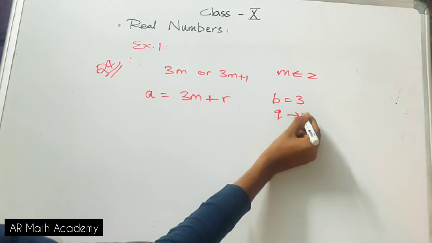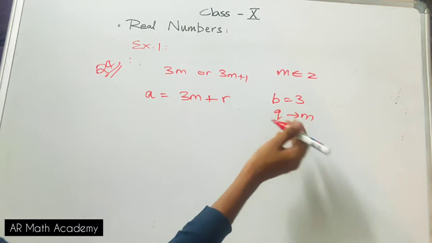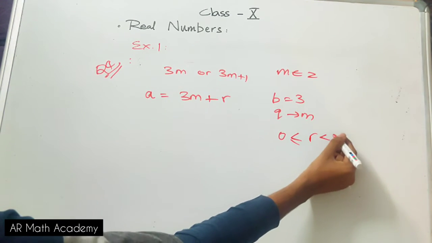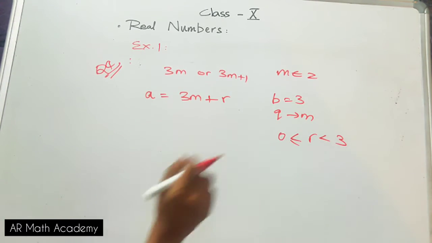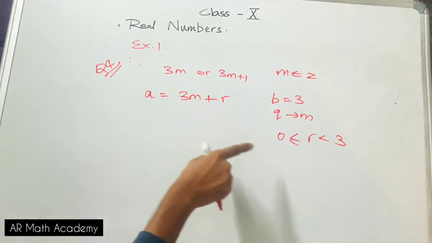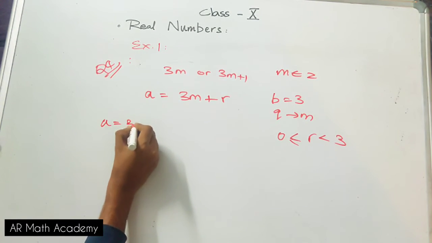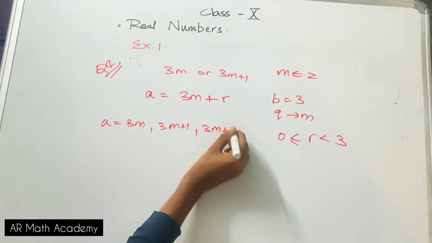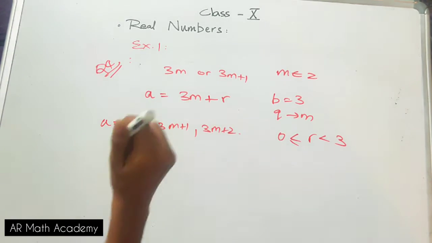Instead of q I have replaced it with m, because m is in the question, so it will be easier to write. And then r, as I have told you to remember, should be between 0 and 3. R is always less than your divisor. So b is your divisor, so the range of r is between 0 and 3. As we did in the previous problem, we substitute all the values of r, 0, 1 and 2, and get the equations. So the value of a can be 3m, 3m plus 1 or 3m plus 2.